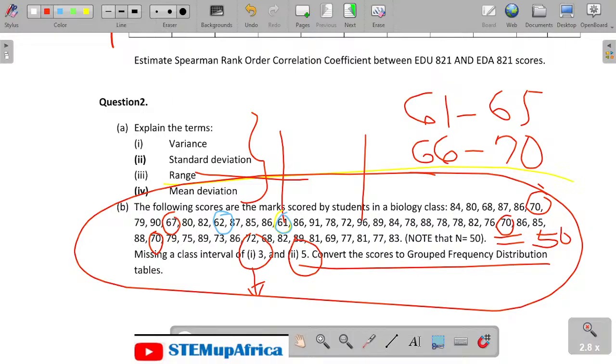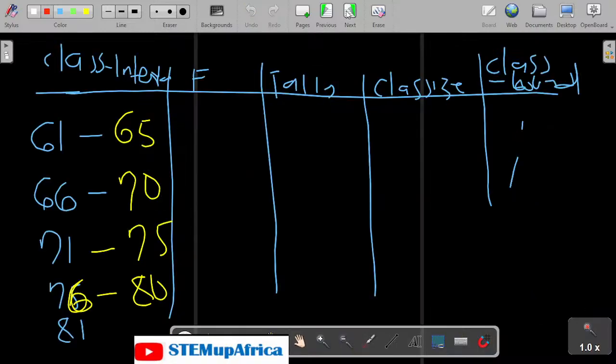Let's check. 69 is there also. How many numbers is it? That is 5. The third number from that first 70 you circled, there is 68 there. Yes, 68, 5. On the last line there is 83. I hope you understand. So when you want to count, be very careful. This is how you do it for 66 to 70.